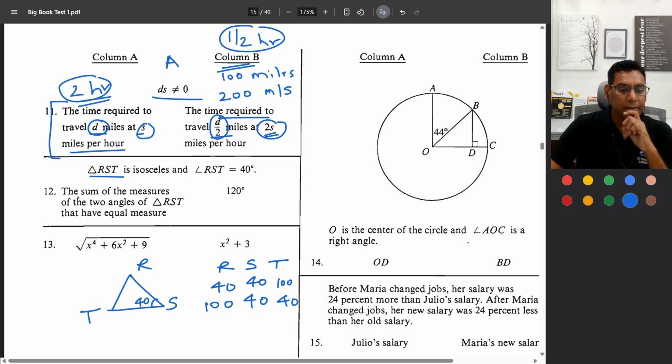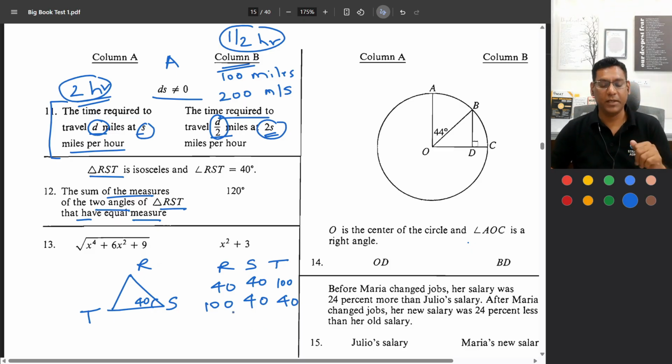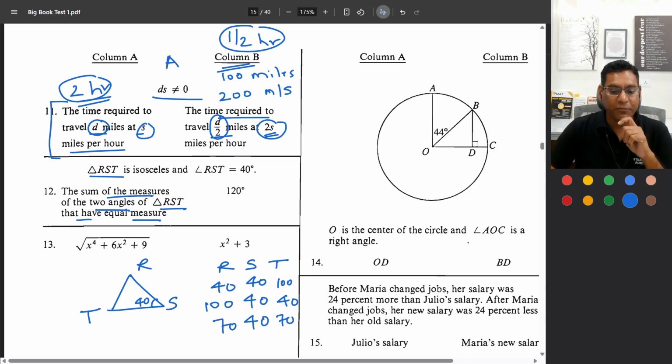Now the sum of measures of two angles of RST that have equal measure. In fact there is another possibility, I missed that. This is 40, that's fine, but what if the other two angles are the same? 40 is not the common angle. Let's say this is 70 and this is 70 and this is 40. 70 plus 70 is 140, and this is 40. That's also possible, right? This is an interesting question. So there are three possibilities. It's important to observe that.